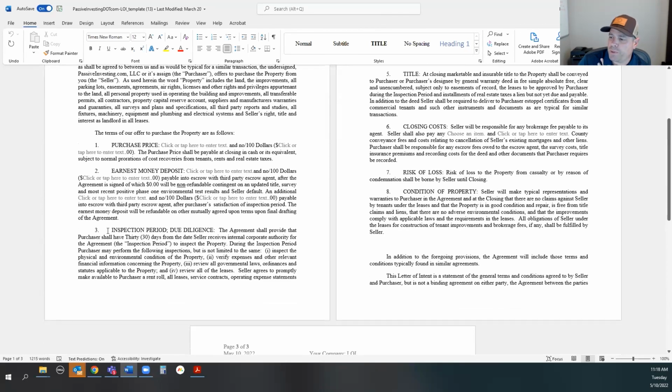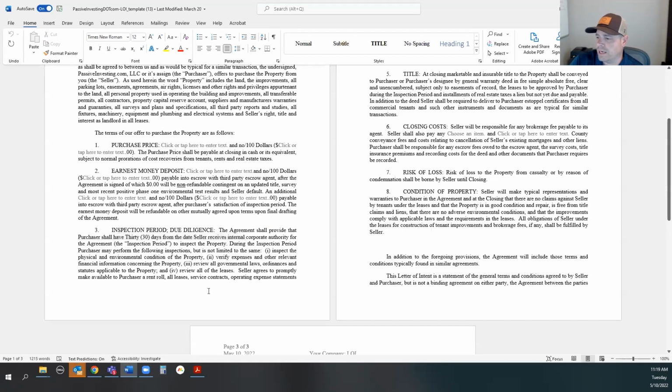And then you have the inspection period. So that starts usually once the PSA is fully executed, and then you have wired the money. I mean, the due diligence starts whether you've wired the money or not necessarily, but upon fully executed purchase and sale agreement, the inspection period begins, otherwise known as due diligence. The agreement shall provide the purchaser right here. You could say provide the purchaser 30 days from the date seller receives internal corporate authority.